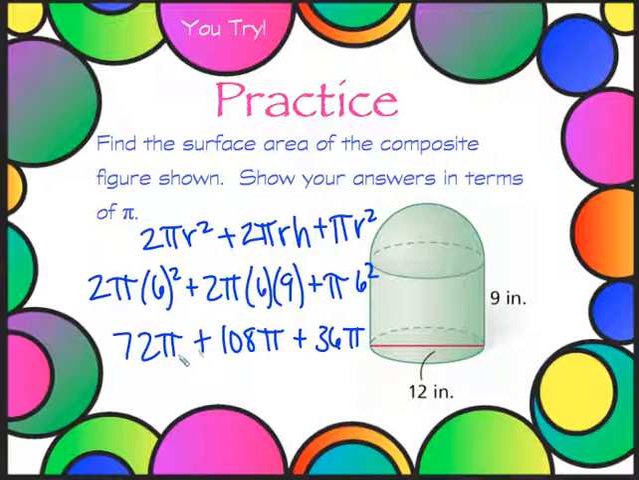Now, these are like variables. It's like you're adding 72x plus 108x plus 36x. So you just add 72 plus 108 plus 36, and you get 216 pi for the whole thing.